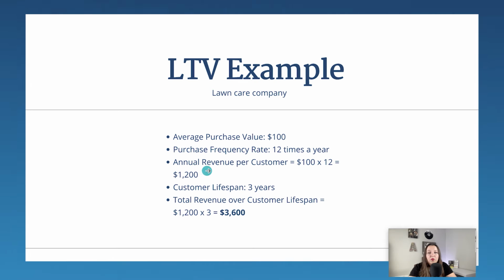So that means the annual revenue per customer is $100 times 12 months, $1,200. In this scenario, the average lifespan is 3 years. So you do that average revenue per customer times the 3 years, and you get $3,600. This is your average lifetime value of your customers. So this is so important to understand.